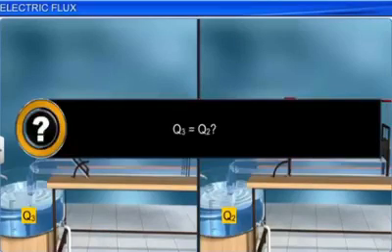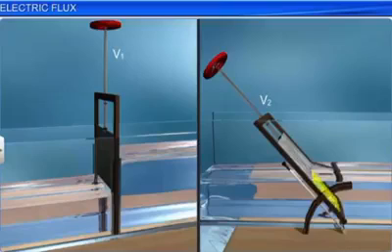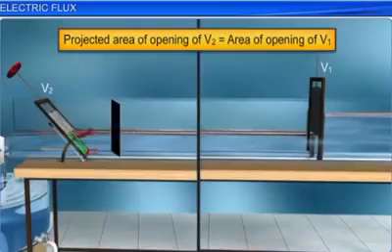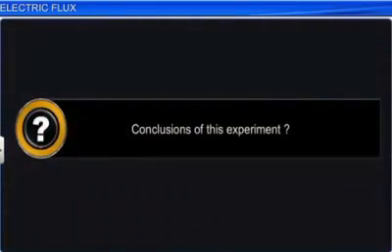Why is Q3 equal to Q2 when the area of opening of the two valves is different? This is because the area of opening of V2 is more than that of V1. V1 is kept perpendicular to the direction of flow of water, whereas V2 is kept at an angle to the direction of flow of water. The projected area of opening of V2 taken on a plane, which is perpendicular to the direction of flow of water, is equal to the area of opening of V1 that is kept perpendicular to the direction of flow of water. What are the conclusions that we can draw from this experiment?